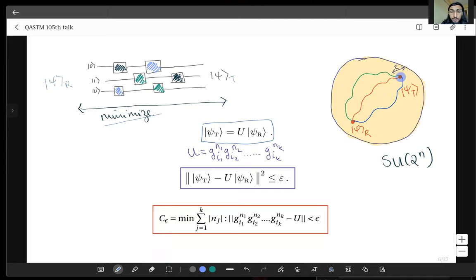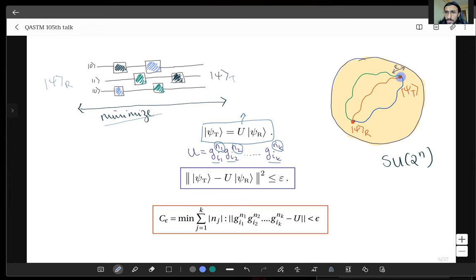And the unitary will take it from psi R to psi T. The unitary can be decomposed into elementary gates G1, G2, G3, the previous gates which we had defined, each raised to the number of times that gate has been applied. At the top is the number of times the gate has been applied, and G1, G2 are the gates. But we put there a tolerance factor, because these are continuous states. Suppose it does not reach the target state.